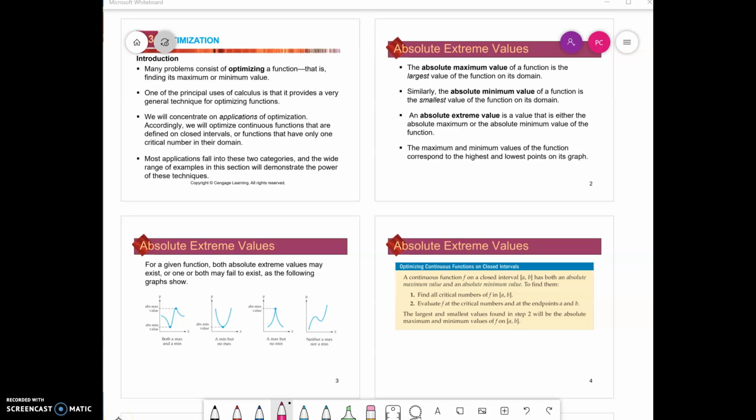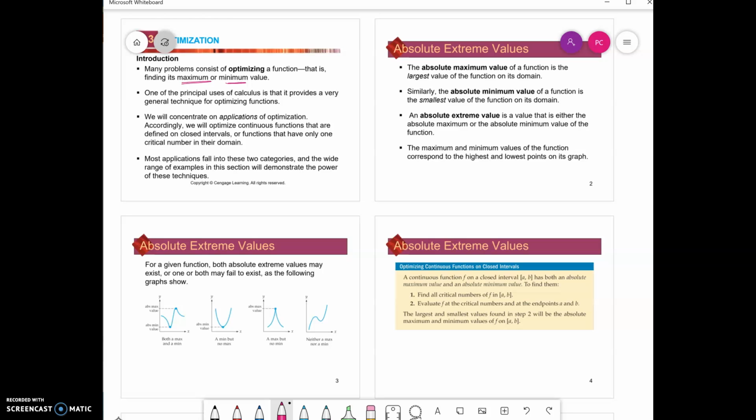All right, this is section 3.3 on optimization. Many problems consist of optimizing a function, and so that's finding its maximum or its minimum value. And one of the principal uses of calculus is that it can provide us a very general technique for optimizing functions quickly. So we're going to concentrate on applications of optimization, and accordingly we will optimize continuous functions that are defined on closed intervals, or functions that have only one critical number in their domain.